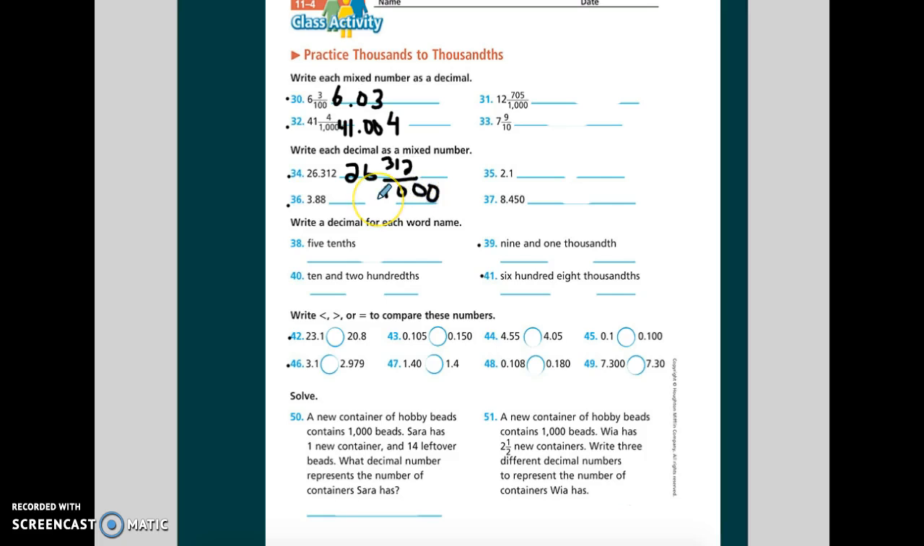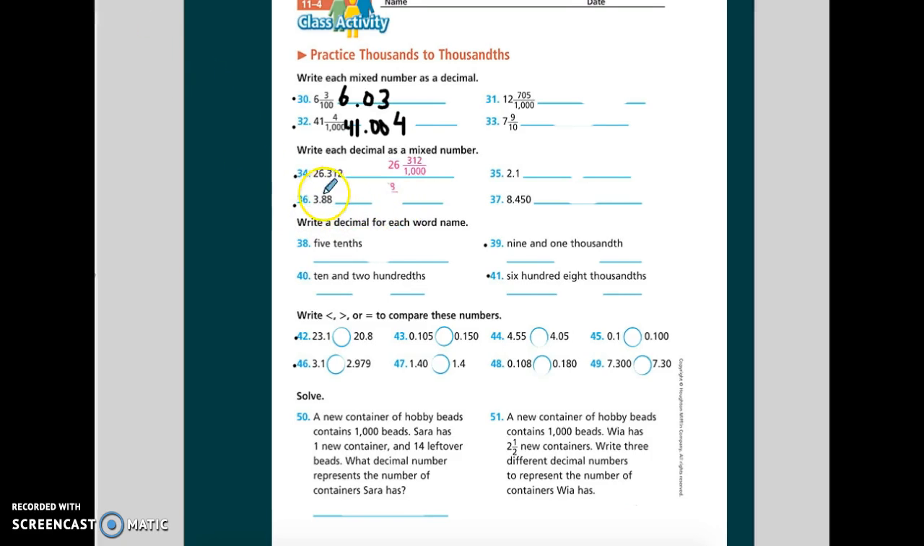All right, go ahead and try number 36 on your own. All right, let's see how you did. So I know I have a 3 as my whole number. And I know that this is the tenths and this is the hundredths. So I'm going to put 88 at the top. And since it goes to the hundredths, my bottom number is going to be 100.